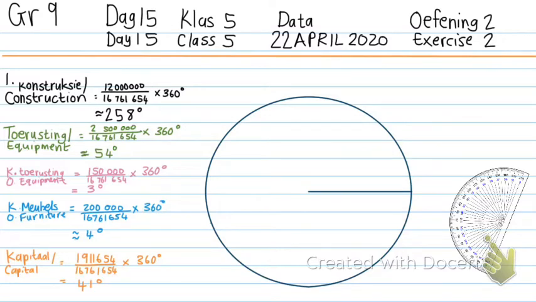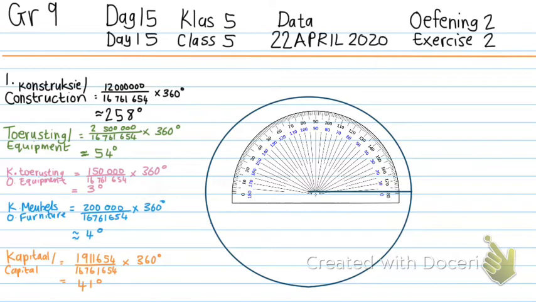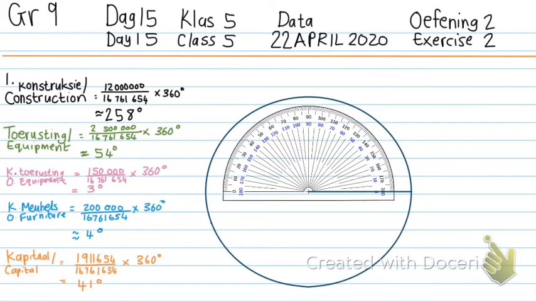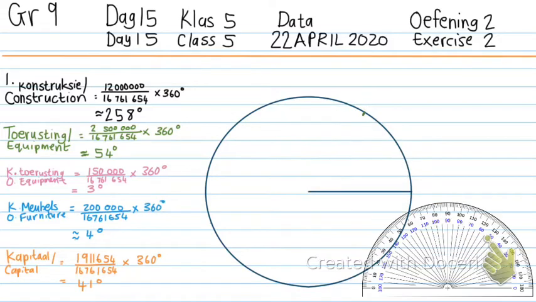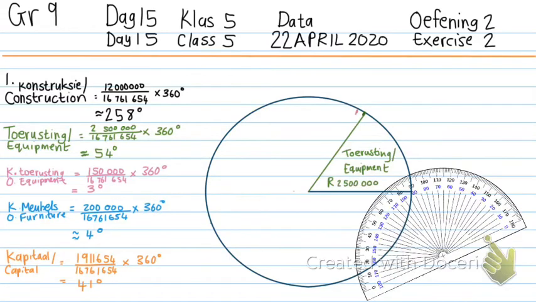So now I need to do each of these on the pie chart. This is what I do. I'm going to start with the equipment, the green one. I can start anywhere because it's a circle, it will go right round. I put my protractor exactly on the 0 and on the center, and then I have to get 54 degrees. So I make a little mark by 54 degrees, take my protractor away, and draw a line. Then I write inside equipment and the amount, which is 2,500,000 rand.